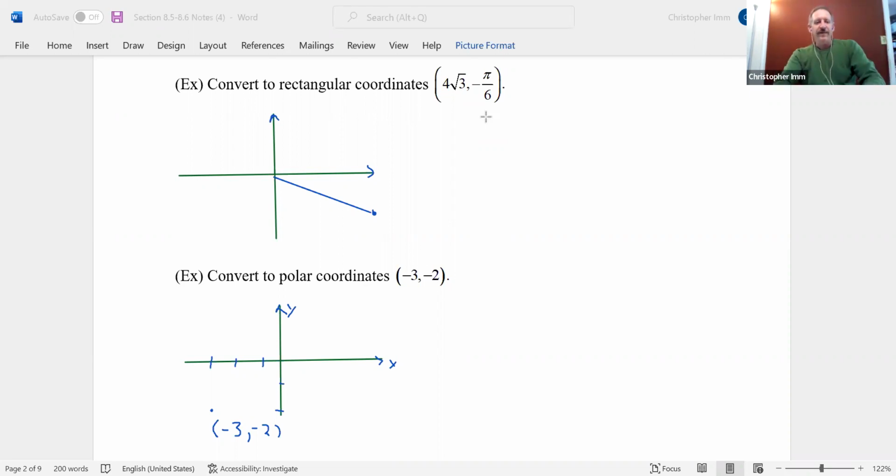So what I've really done here is plot them for you, and you're going to go ahead and convert those, please. Here we're looking for X and Y. And here we're looking for R and theta.